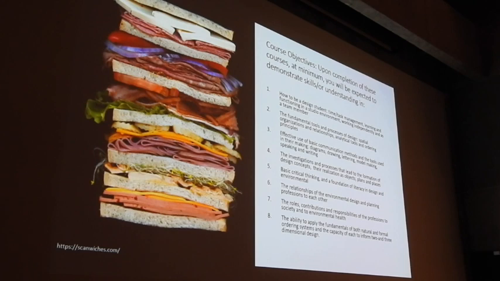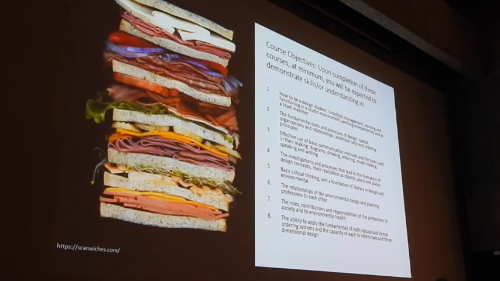Basic critical thinking and a foundation of literacy in design and environmental design. Sorry, I left a word out there. The relationships of the environmental design and planning professions to each other, the roles, contributions, and responsibilities of the profession to society and to environmental health, and last, the ability to apply the fundamentals of both natural and formal ordering systems, and the capacity of each to inform 2- and 3-dimensional designs.